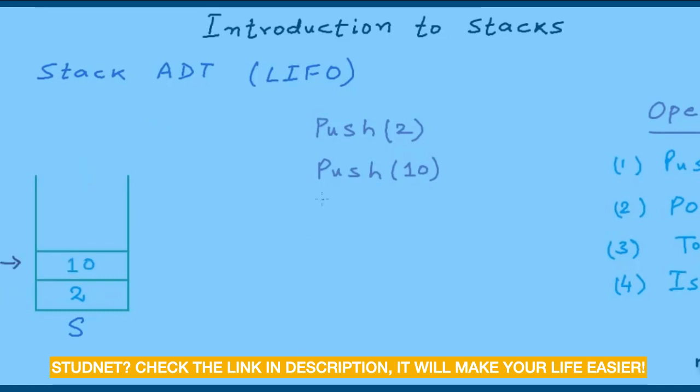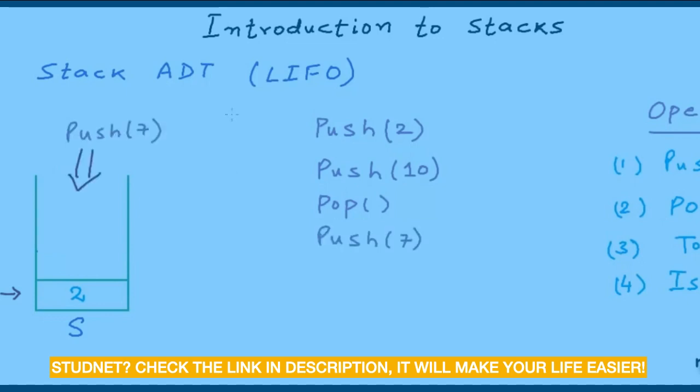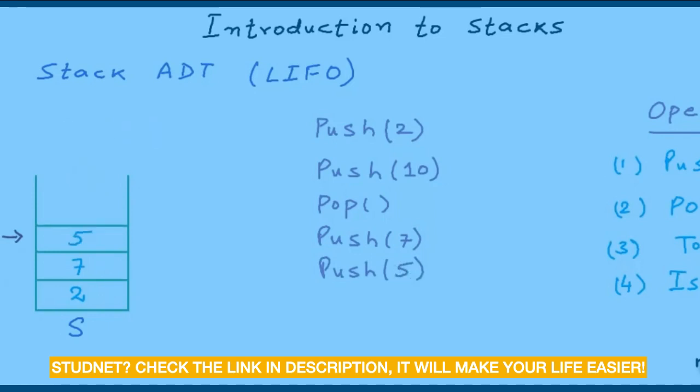And now let's say we want to perform a pop. The integer at top right now is 10. With a pop, it will be removed from the stack. Let's do a few more pushes. I just pushed 7 and 5 onto the stack. At this stage, if I call top operation, it will return me number 5.